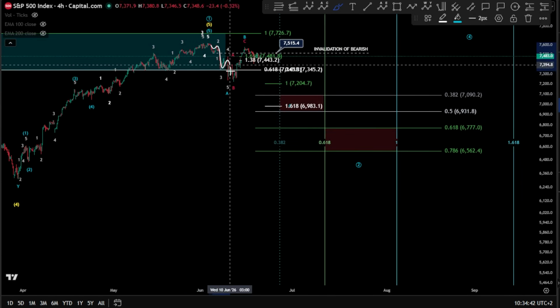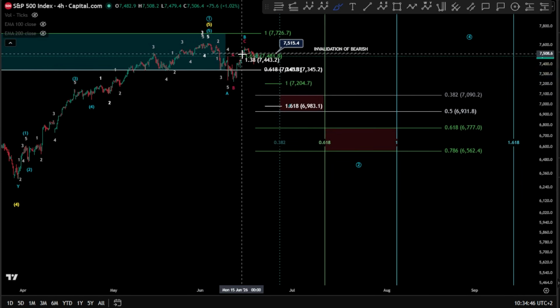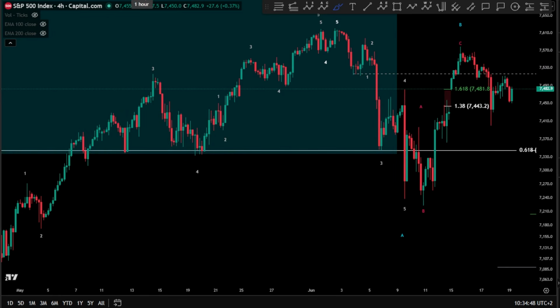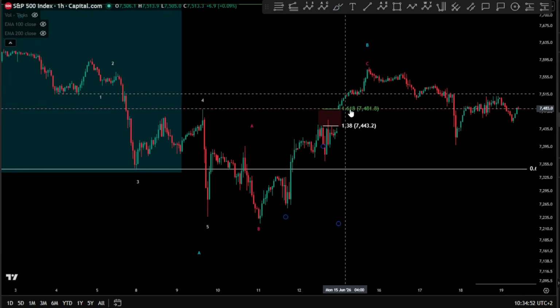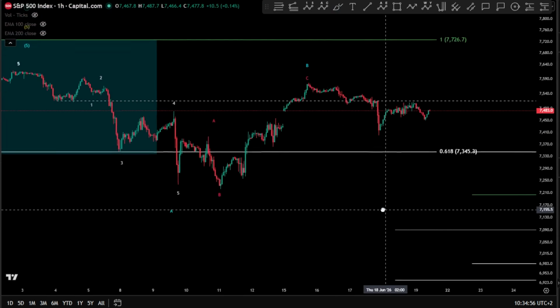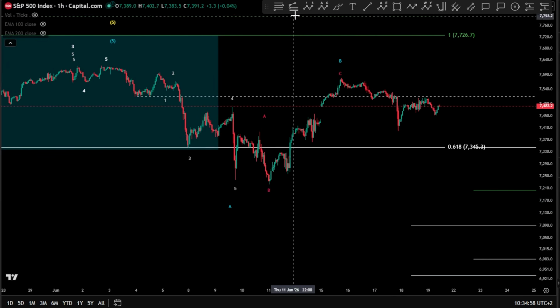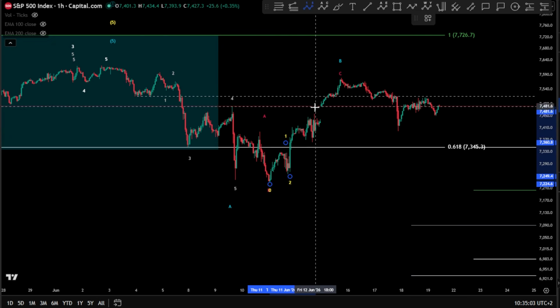a signal of weakness has been given as a wave A impulse, and we have an ABC so far. So basically, it can also be on the 1 hour chart, this ABC, since we have broken the 1.618 here. It's a signal of strength as well. It can be something impulsive. So it can be something like a potential 1, 2, and then 3, 4, and a 5.